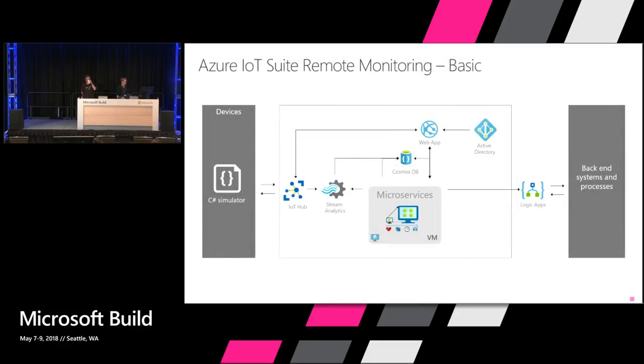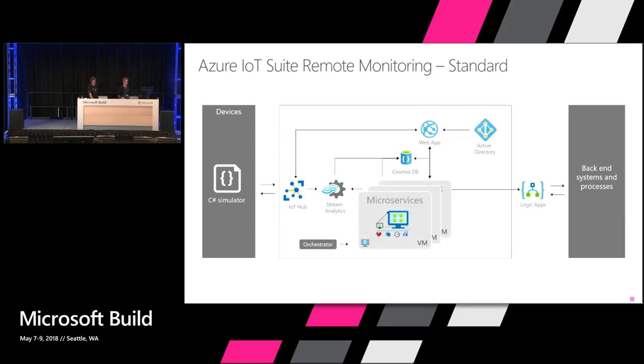What's happening under the covers while you're provisioning a solution, in the 10 to 15 minutes that the solution is being spun up for you, we're laying down a set of cloud services and a bunch of microservices in a VM that constitute the end-to-end solution. We're provisioning on your behalf into your subscription IoT Hub, Stream Analytics, Cosmos DB, a web app, an Active Directory using AAD, and a VM with a set of microservices inside of it, along with a C# simulator that's going to be pumping that data into the solution. This is what the basic remote monitoring deployment looks like.